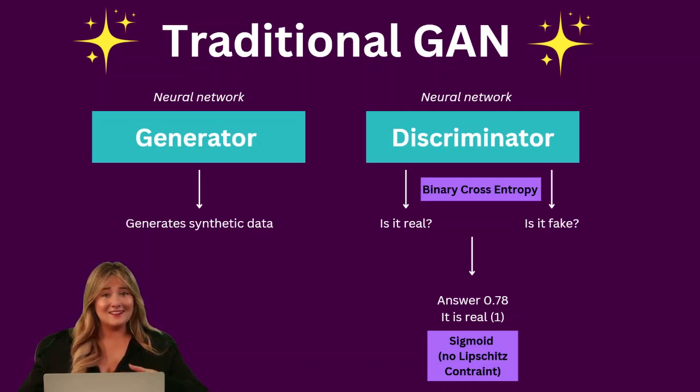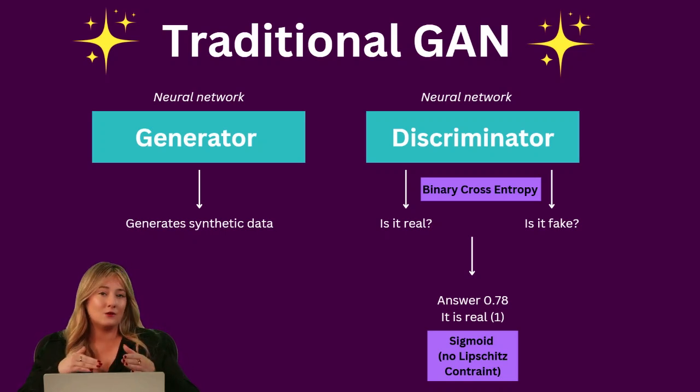The generator then takes that synthetic data, gives it to the discriminator, and the discriminator, using binary cross entropy, will decide whether it's real or it's fake, hence the binary. It's either 1 or it's 0. And then we use a sigmoid function to basically squeeze that output, that result, into either a 0 or a 1. It is or it isn't. Now, that's our traditional GAN.